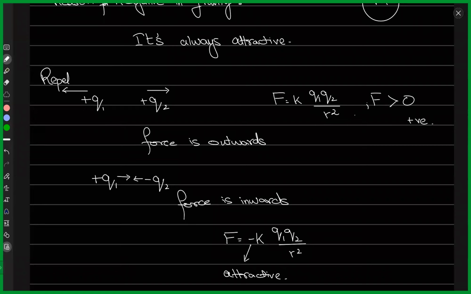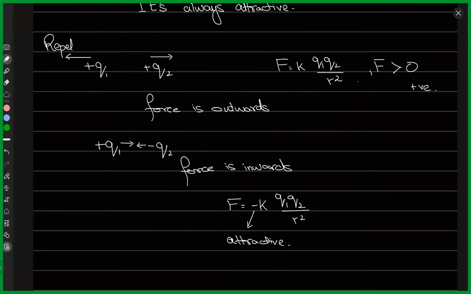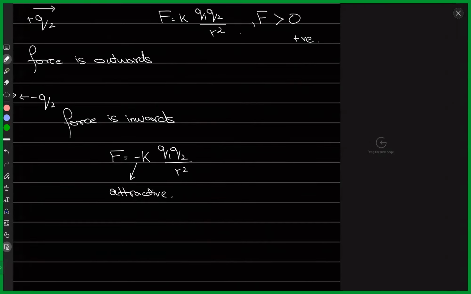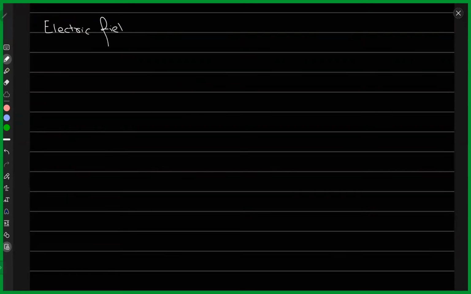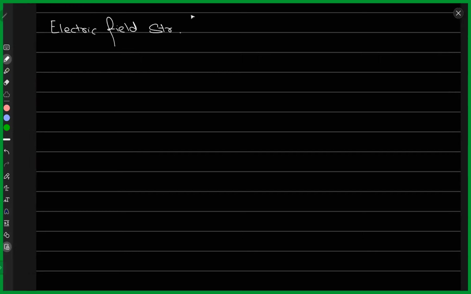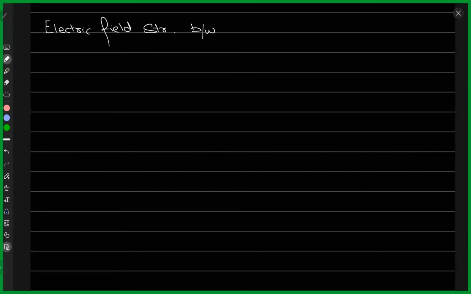Right. So now let's try to work out the electric field strength between different types of charges. I think I'll go on the next page. Taking too many pages, but doesn't matter. Okay. So let's try to compute the electric field strength between, let's start with same type of charges, right? So we call them like charges.